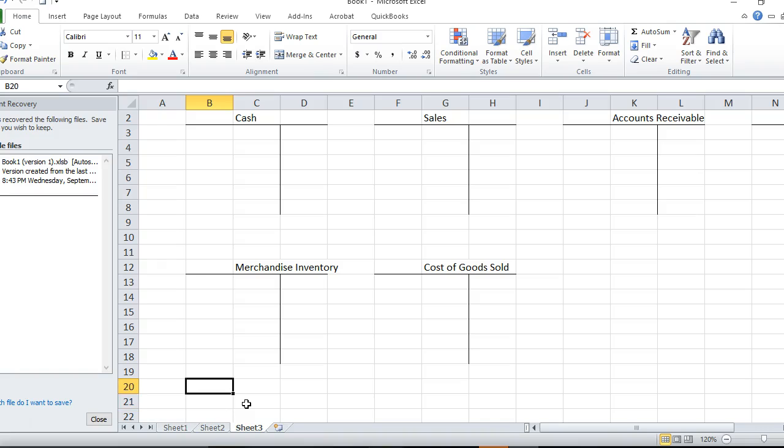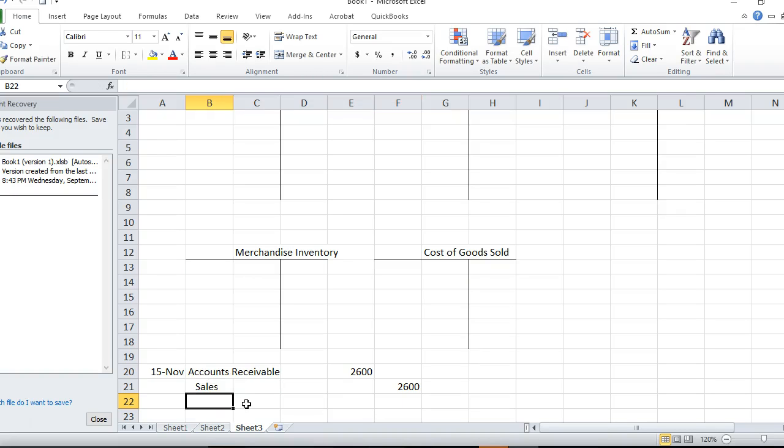The journal entry would be a debit to accounts receivable, right? This is November 15th. Accounts receivable would be how much? $2,600. And the credit would be, what would the credit be? Sales for $2,600, right? But we have another step here. We need to take that out of inventory and show it sold, don't we?